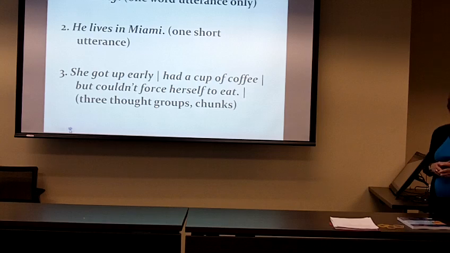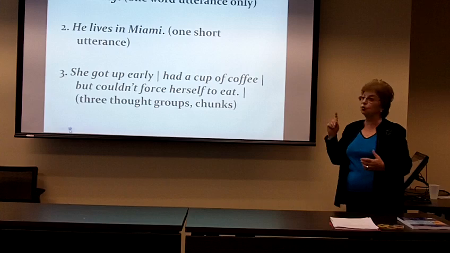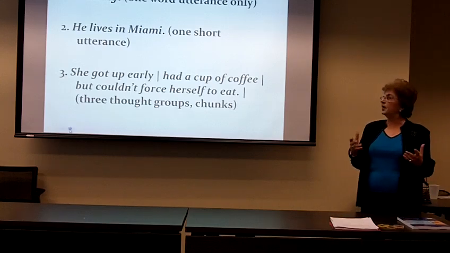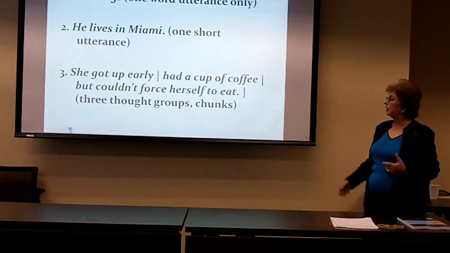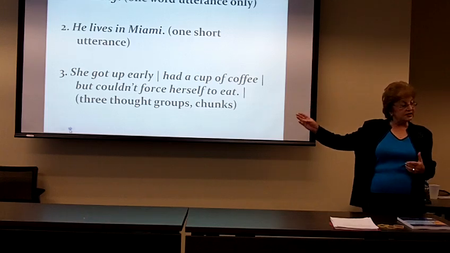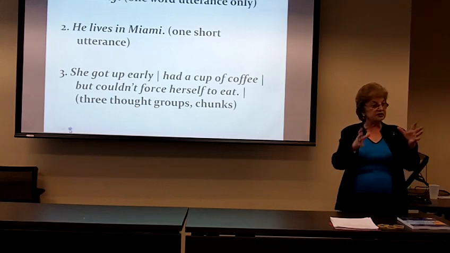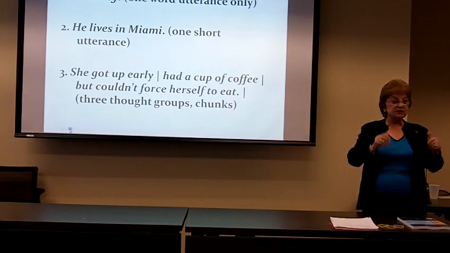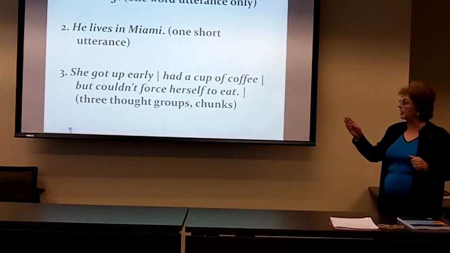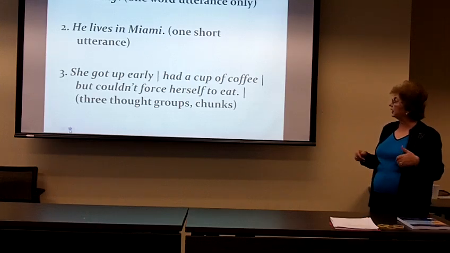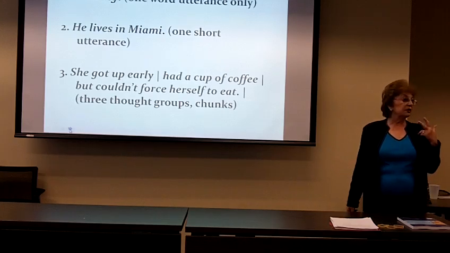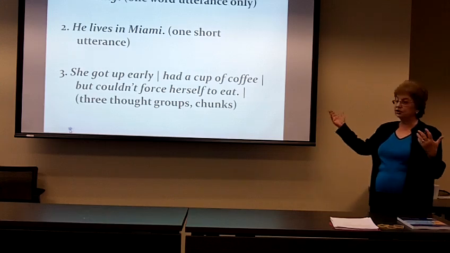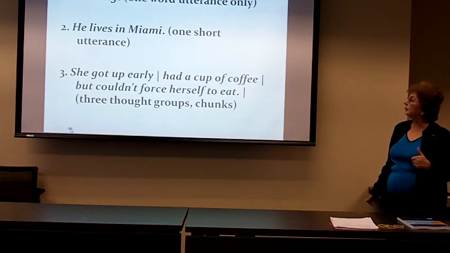I'm giving you some examples to show what a thought group is. A thought group may consist of only one word. For example, amazing. It may be a short sentence, he lives in Miami. Or it may be a long sentence, then you have to divide that sentence into thought groups or phrasing or chunks. For example, she got up early, had a cup of coffee, but couldn't force herself to eat. So we have 3 thought groups, or 3 chunks of phrasing is divided into 3 parts.